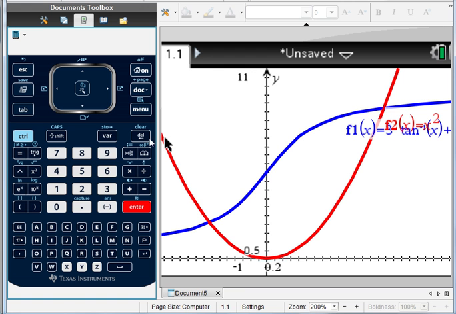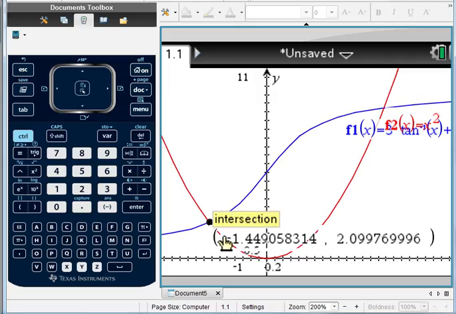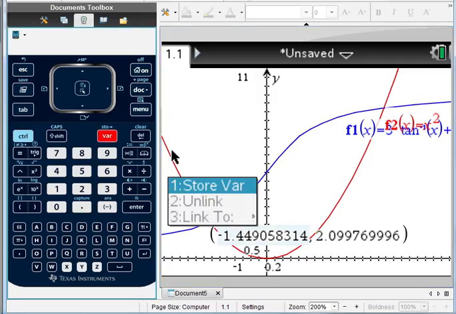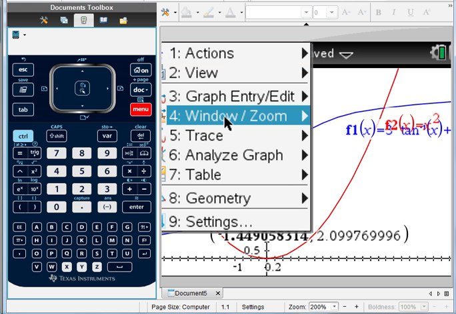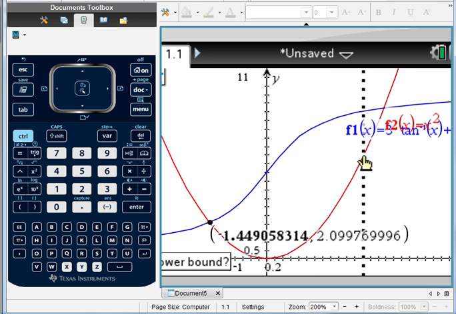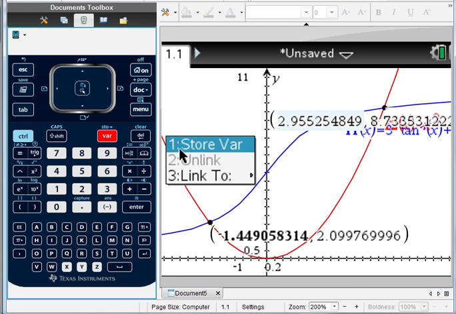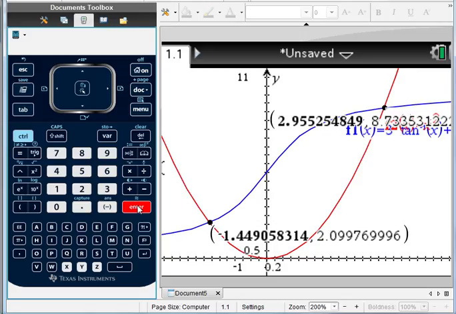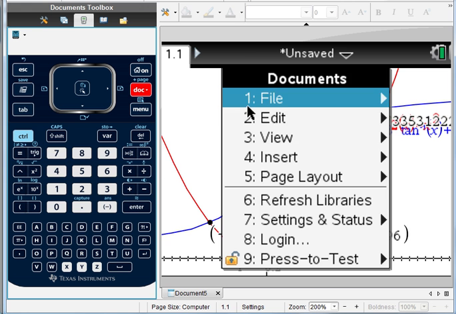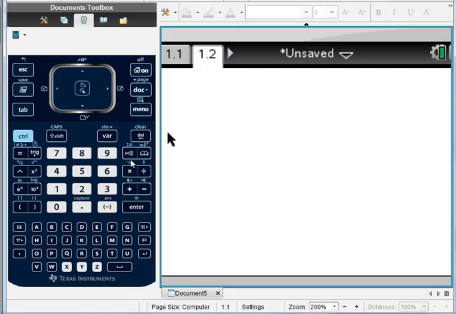And then let's find our points of intersection. So menu, analyze graph, intersection. Lower bound, upper bound, there's the first one. Store as A. And then let's find the other point of intersection. Menu, analyze graph, intersection. Lower bound, upper bound. There's B, stored as B. And then we can go ahead and open up calculator. So insert calculator, this document.